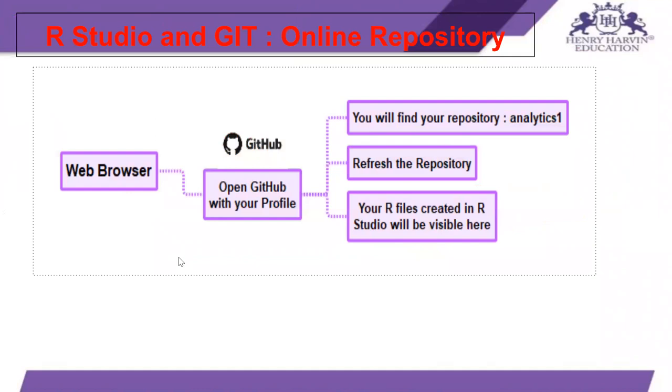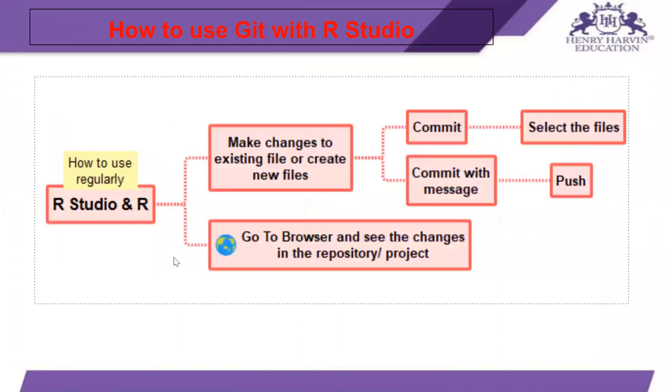Now you can go to your web browser and open up your Git profile, and under the analytics one, which if you have created that as the first repository, refresh this repository and you will find the files there. In this way, you can keep creating files or keep updating your code on the existing file. What you need to do after that is go to the Git tab and select the commit button. Select also all those files which have been changed or newly created. Type a message, click on the commit button, and then push. And then go back to the browser and see if the files have been updated.